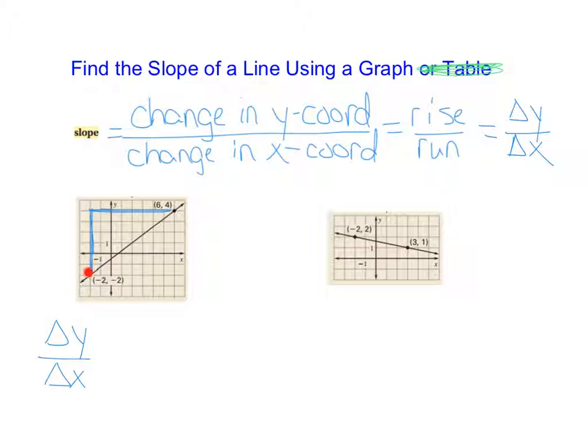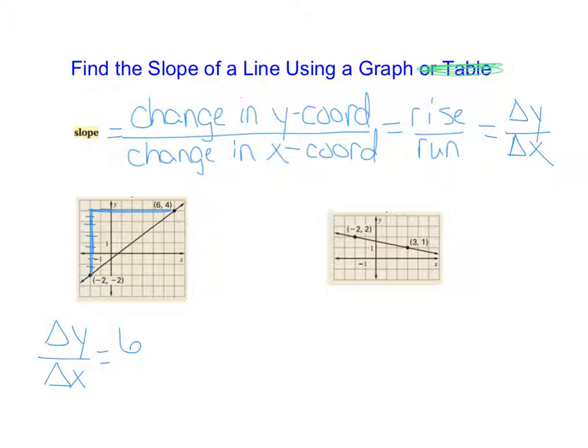Now, remember, change in y, that's up and down. Y coordinates move up or down. We are going to count how many spaces are on this vertical segment. Don't count corners, you're counting spaces. So I'm going to say 1, 2, 3, 4, 5, 6. So the change in y for this line is 6.